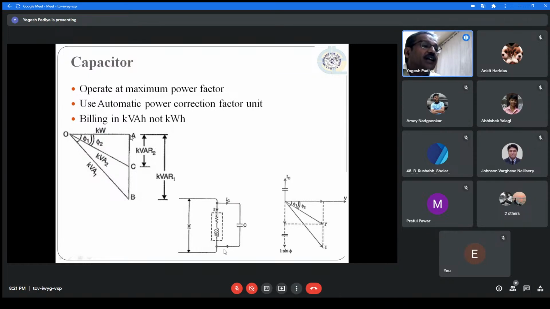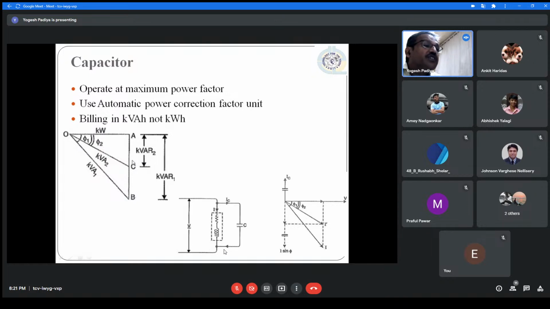So this was in the earlier case, by reactive load. Now, as much reactive load as I want to reduce, that much capacitor bank I have to provide. So the capacitor bank capacity has to be decided according to how much I need.